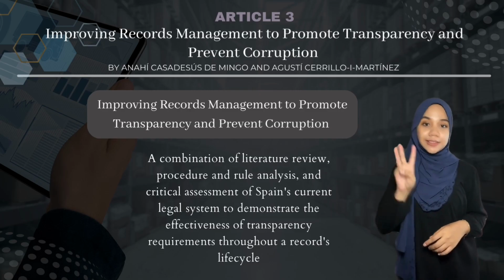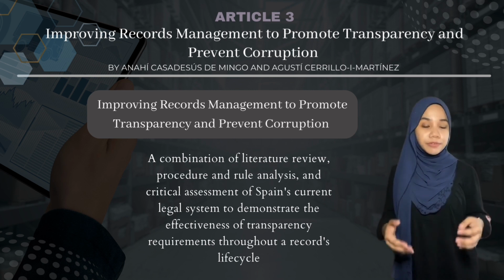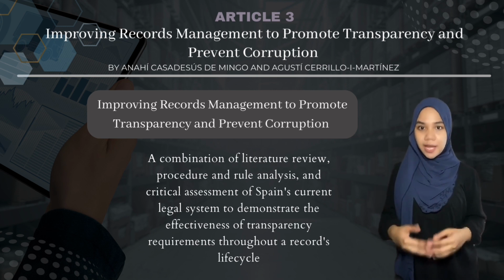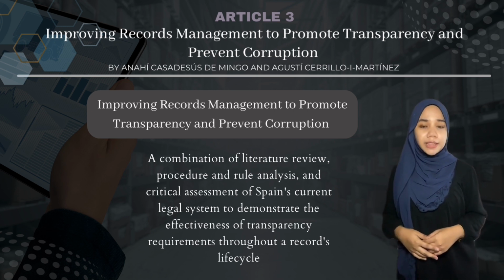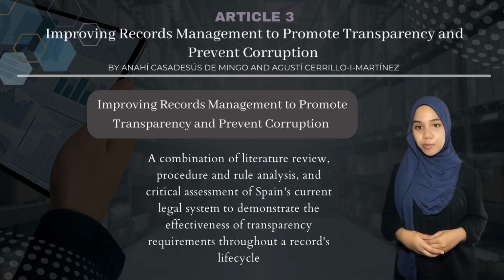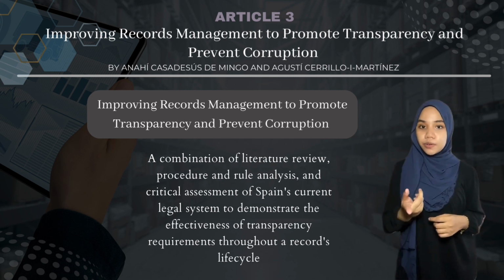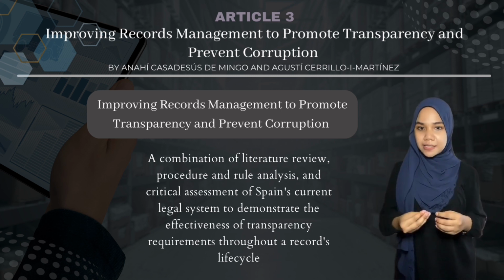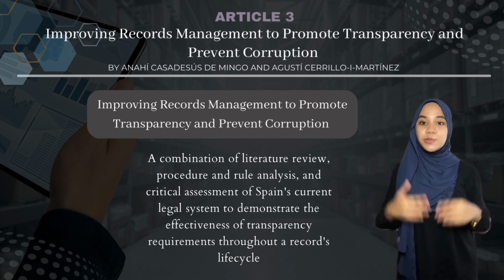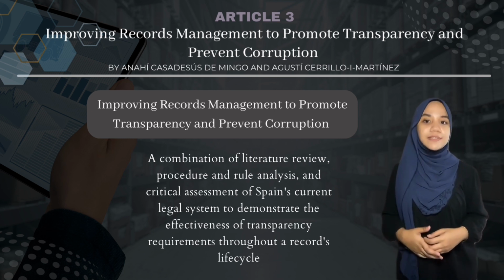Alright, moving on to the third article named Improving Records Management to Promote Transparency and Prevent Corruption. It highlights the significance of proper record management and transparency in preventing corruption risk by way of managing information created by public administration. The authors utilized a combination of literature review, procedure and rule analysis, and also critical assessment of Spain's current legal system to demonstrate the effectiveness of transparency requirements throughout a record's life cycle.